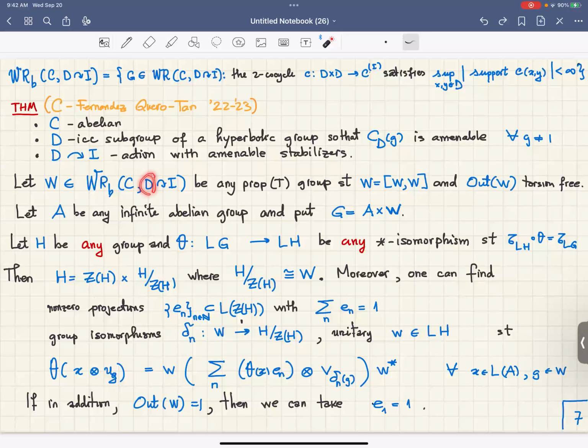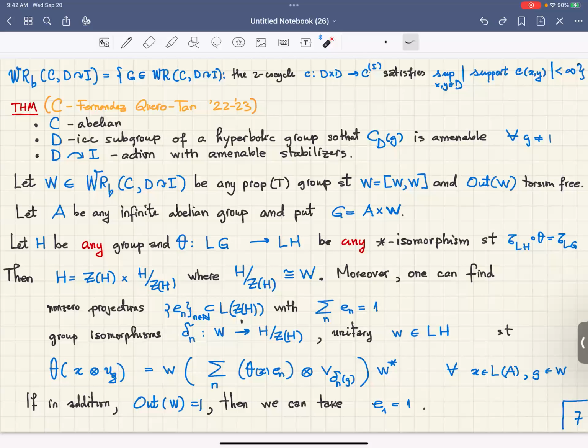Now, for the acting group, you need a few more conditions. Not only that it's a subgroup of a hyperbolic group, but also you have to assume that all the centralizers of non-trivial elements are amenable. That's a very natural condition to consider. Most hyperbolic groups are like this, even though occasionally you can have pathologies that embed in a hyperbolic group, like Z^2 times F_2 or something like this. So you have to avoid that type of pathology, okay? And also, as before, you have an action with amenable stabilizers.